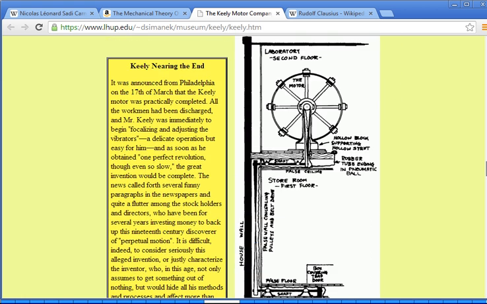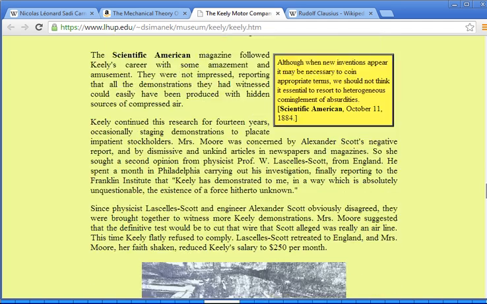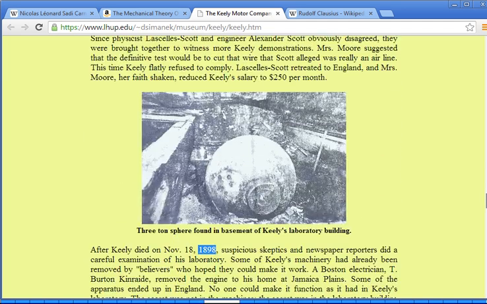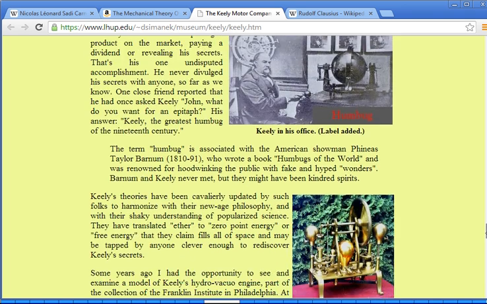And, oh, there's a picture of his lab on the second floor. And, oh, look at that. And then 3-ton sphere found in the basement of Keeley's laboratory building. What was that for, Mr. Keeley? I don't know. But it didn't work. Okay?